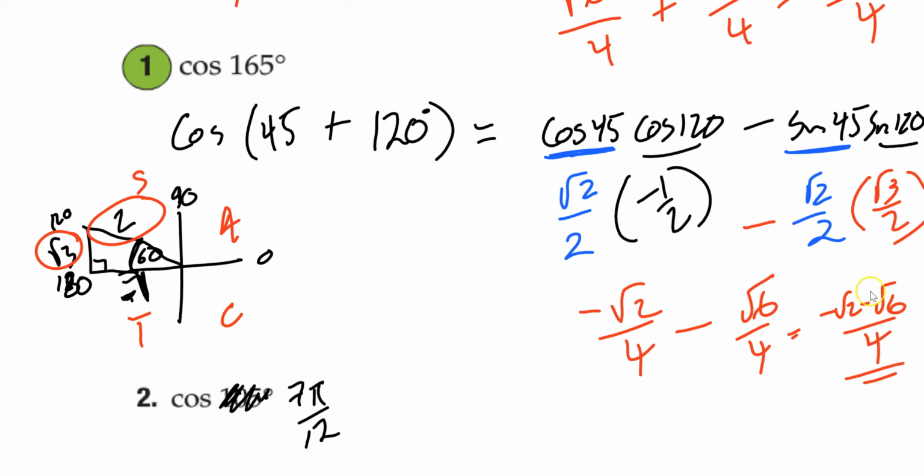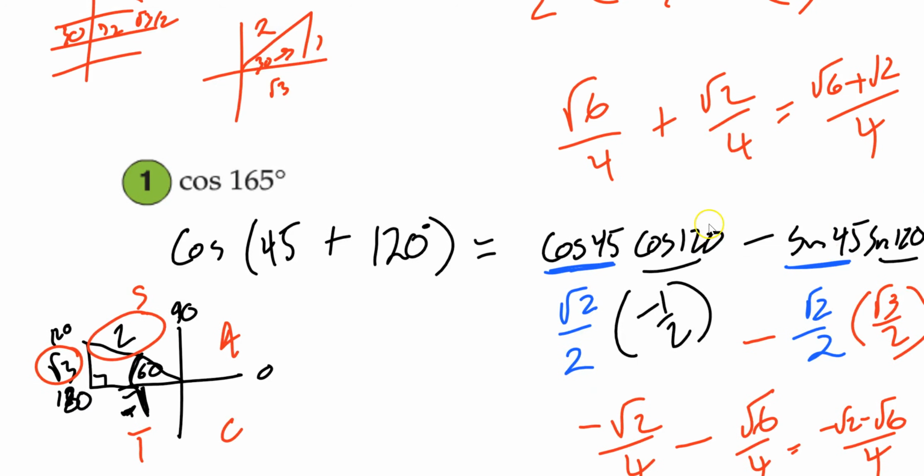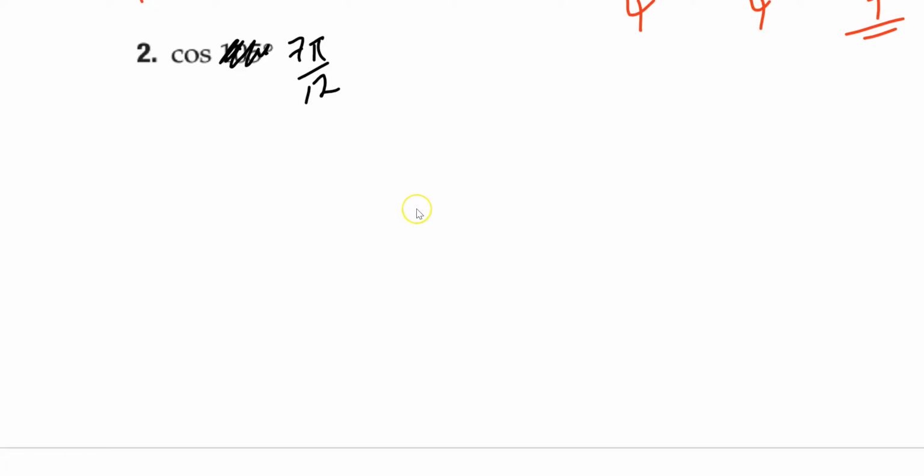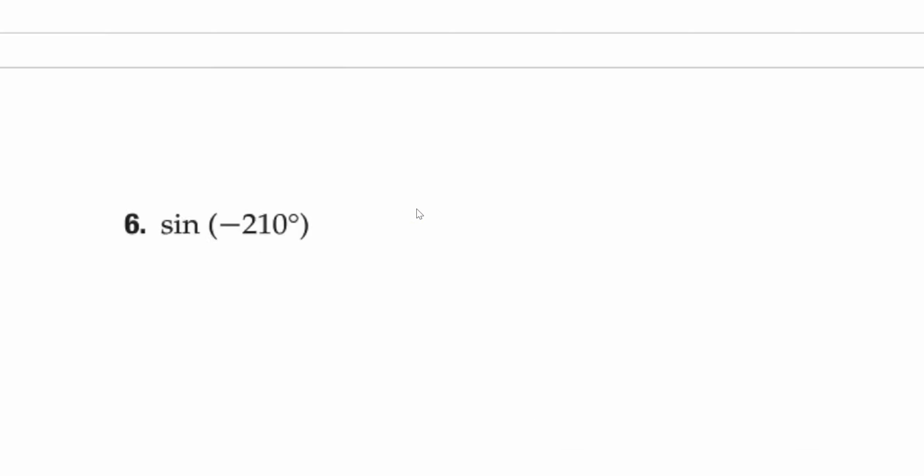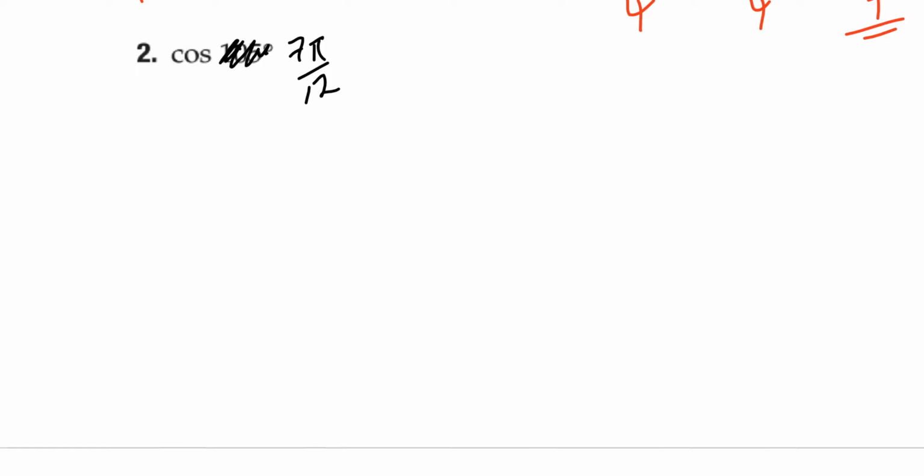If you notice, they're all pretty much the same answer, just with different signs, but that's the way it is. Let's do one more of these, and then we'll move on to the next thing. Cosine of 7 pi over 12. So if I see this, I'm like, oh, radians, that sucks. Well, first thing you do is just convert it. Just make it into degrees.